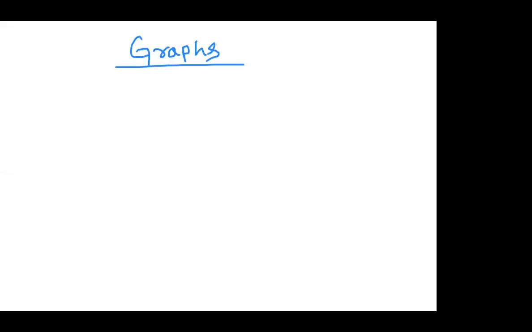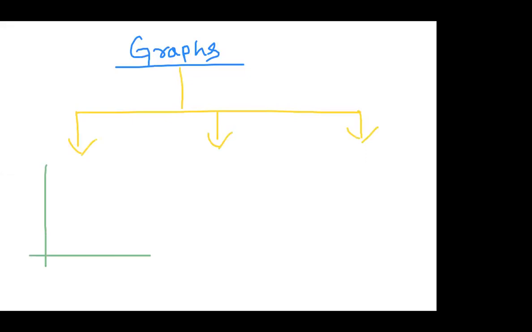We are going to discuss three types of graphs here. The first one is the graph between Fahrenheit and Celsius, with Fahrenheit taken on the y-axis and Celsius on the x-axis. The next graph I want to discuss takes Celsius on the y-axis and Fahrenheit on the x-axis.